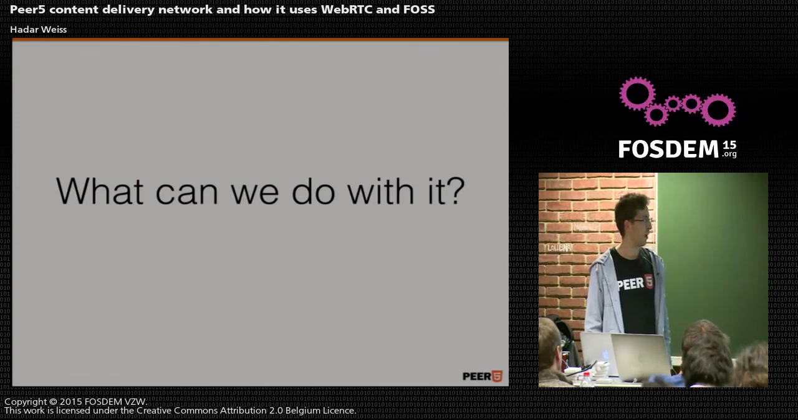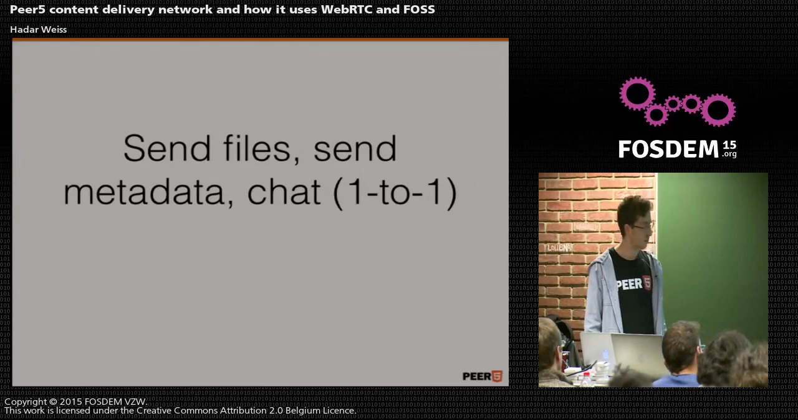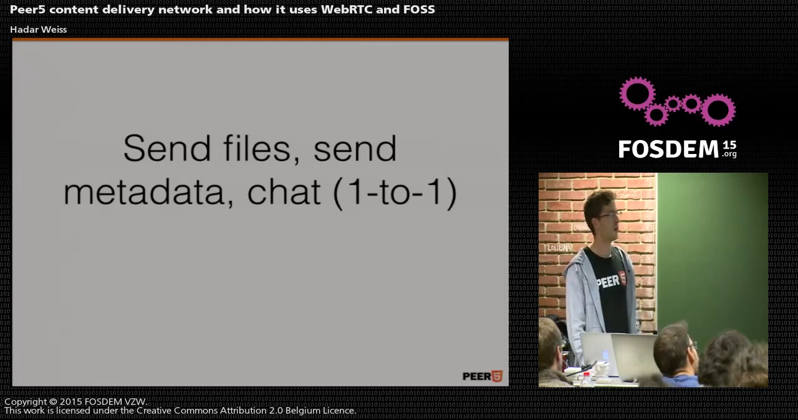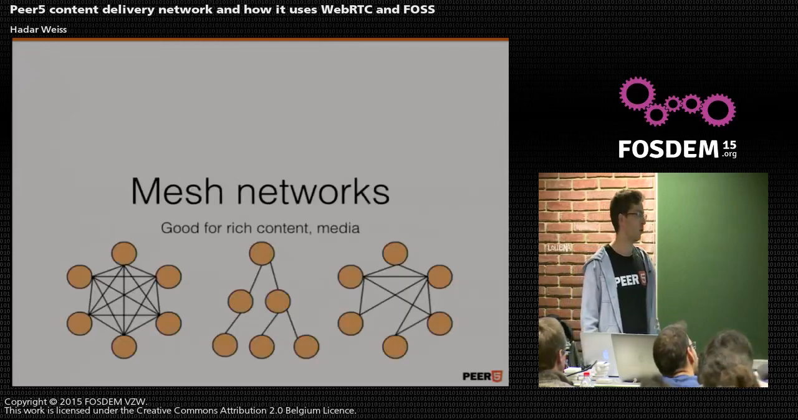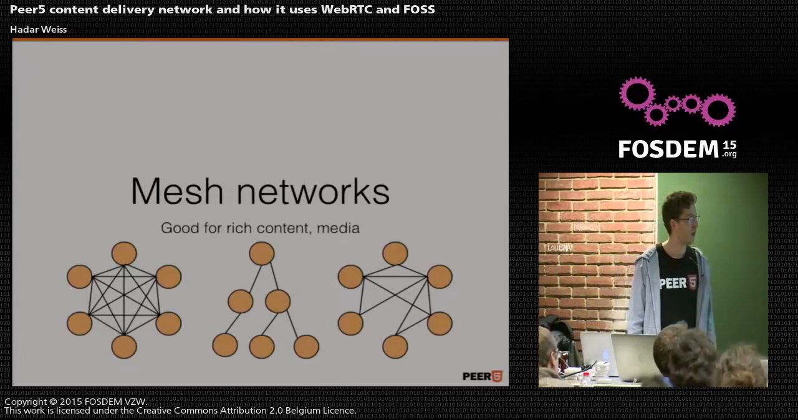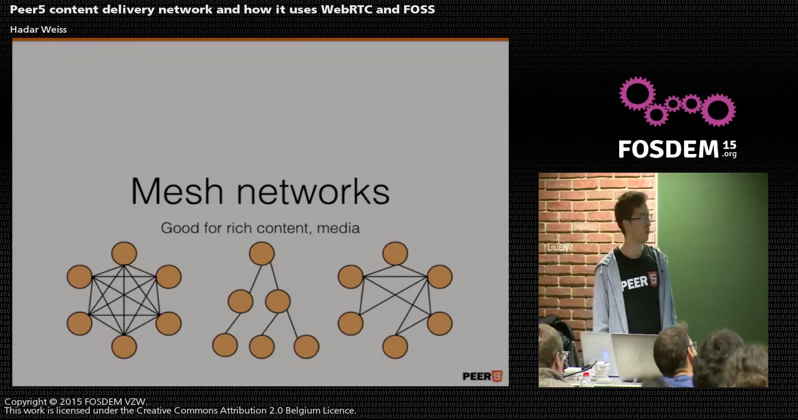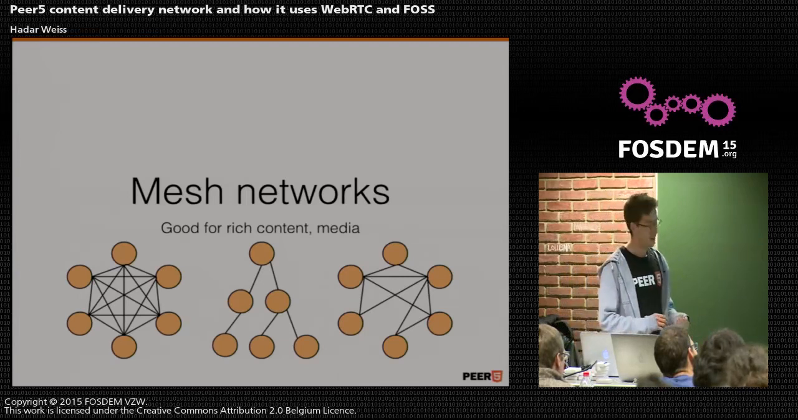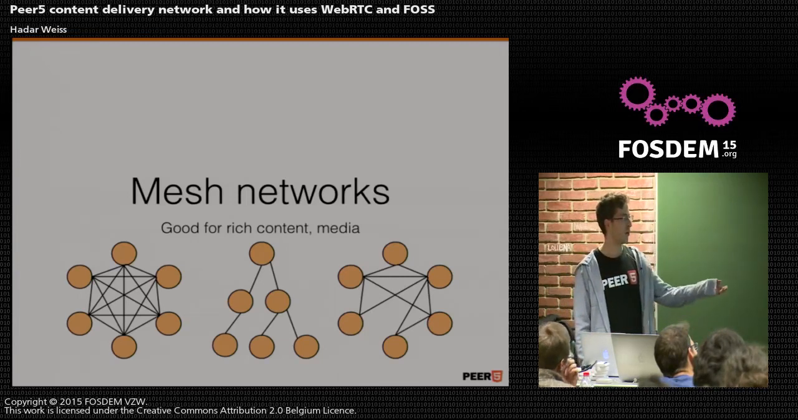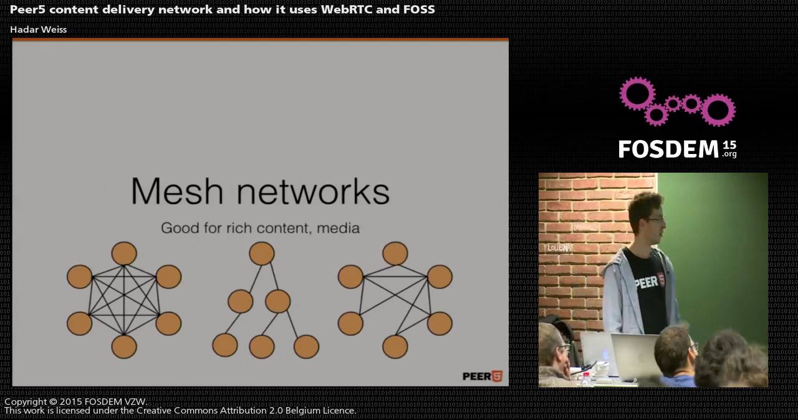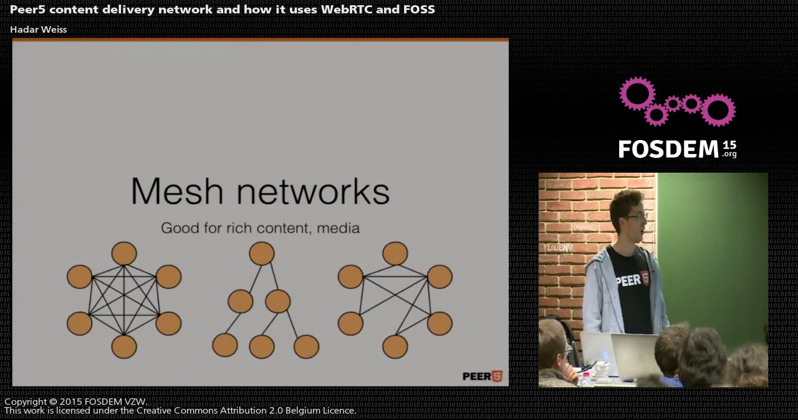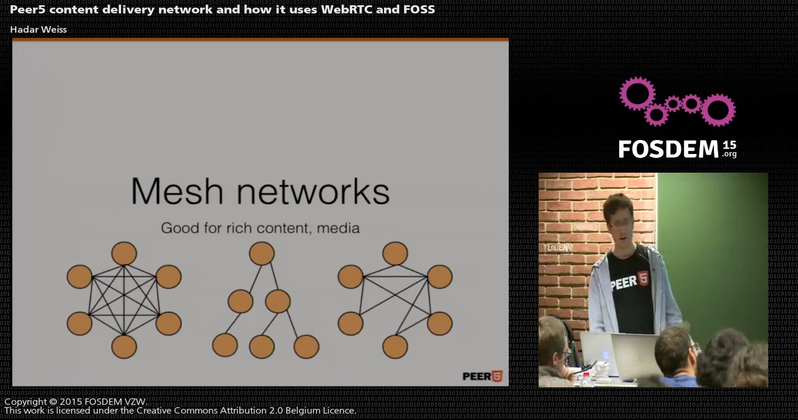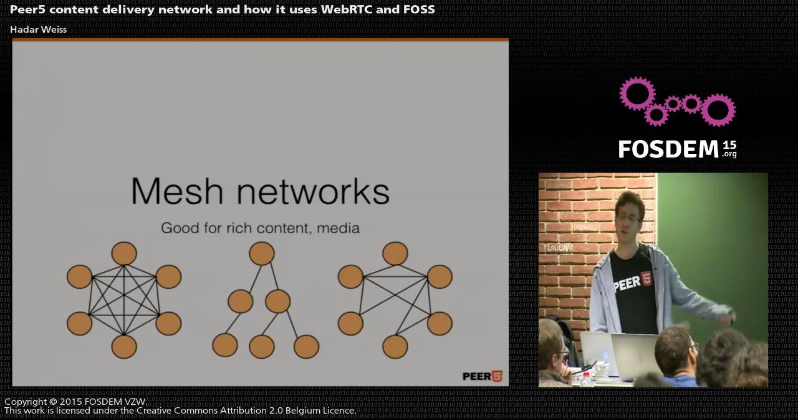What can we do with it? These are the trivial use cases: send files, send metadata in games or other things, text. But we're talking about media today, and for media, we probably need a mesh network, which is a network with more than two nodes. We like to think about three types of mesh networks: the full mesh, where everybody is connected to everybody, the overlay tree, and the partial mesh network, a dynamic mesh network. In practice, people use the right one.